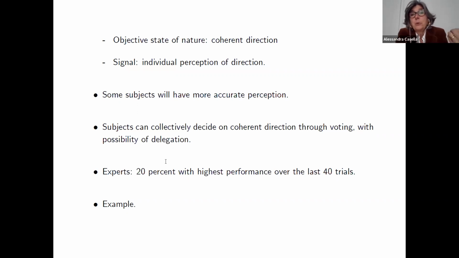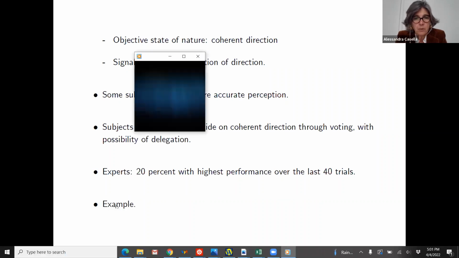So after you are asked and state whether you think the coherent direction is left or right, then you can vote on it. And you can also decide to delegate. So you can delegate to the experts, which are the 20% of the group with highest performance over the last 40 trials. So let me show you an example of what this thing looks like.